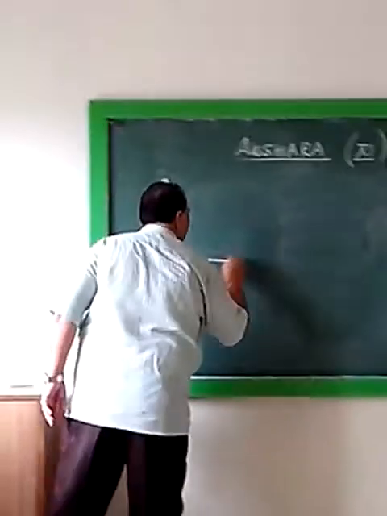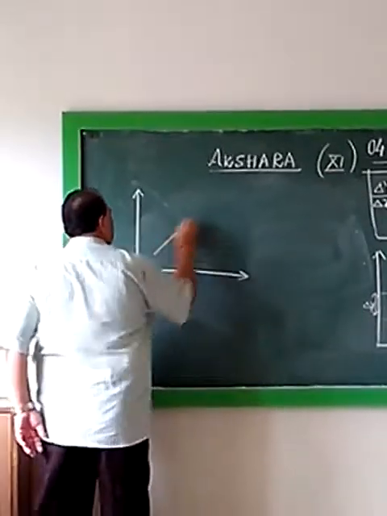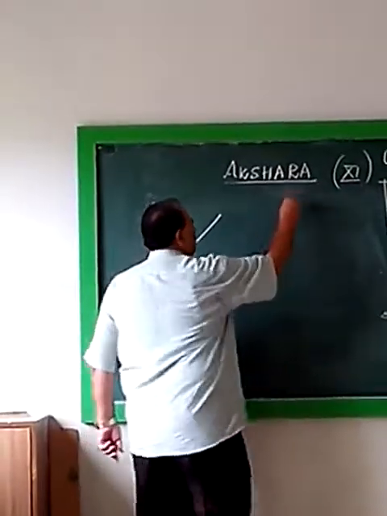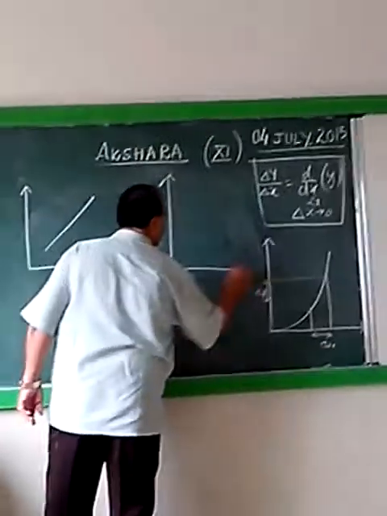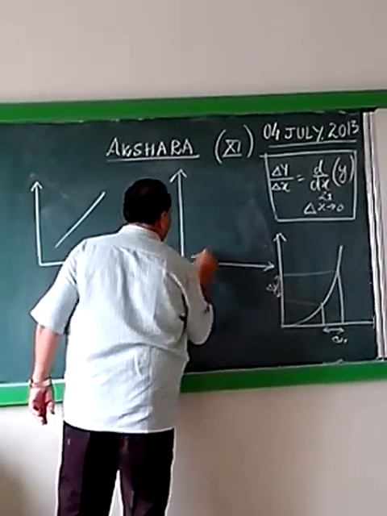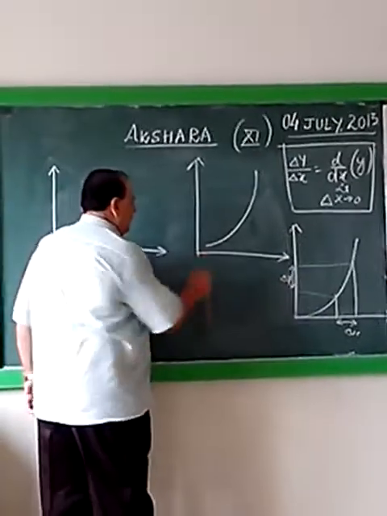I am just telling you. Let's say a different type of graph. This is one type of graph, the straight line. There is one type of graph which is a curve. There can be one more like this.